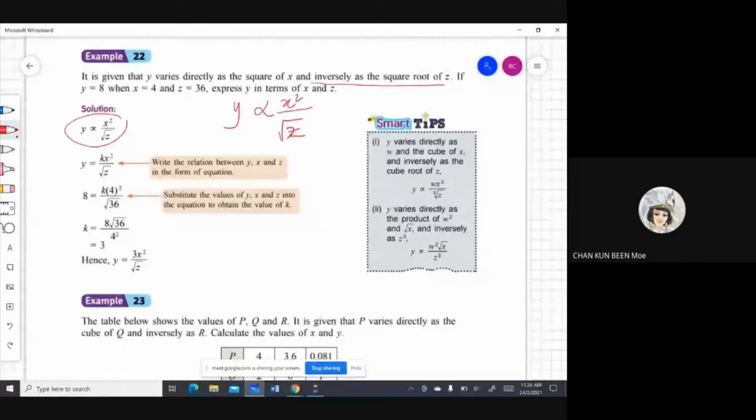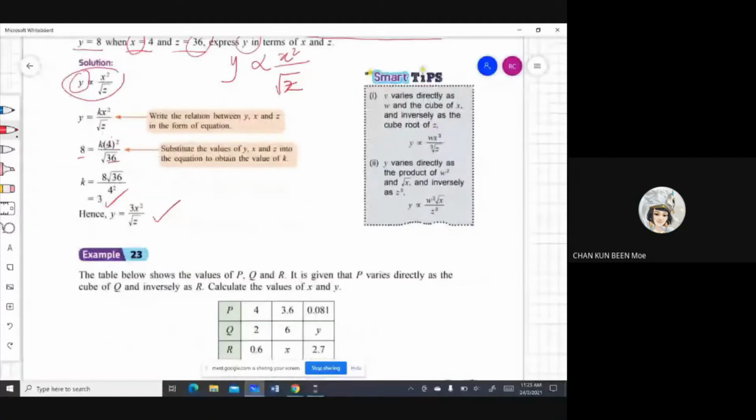If y equal to 8 when x equal to 4 and z equal to 36, express y in terms of x and z. So you're going to substitute the value of y equal to 8, x equal to 4, z equal to 36 here. Find out the value of k. So 8 times square root of 36 divided by 4 squared, you get 3. Hence, y equal to 3x squared over square root of z. Simple only.